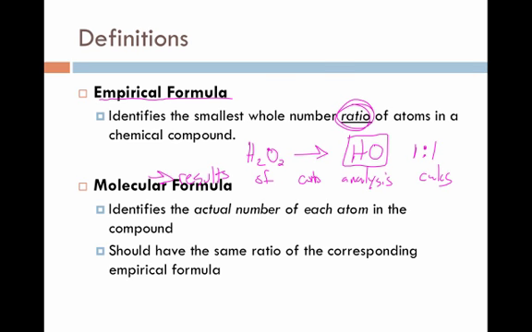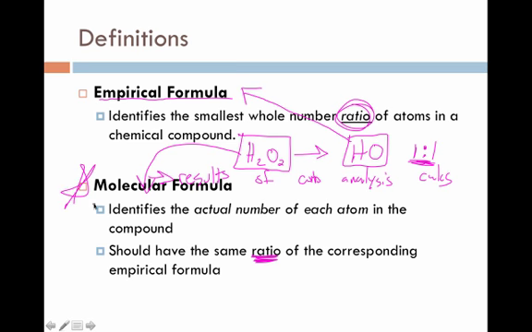In a molecular formula, we identify the actual number of atoms in each compound, meaning it's not just a ratio. It tells us there are this many atoms and there are that many atoms of the other substance. It's important to note that your molecular formula should have the same exact ratio as your empirical formula. So again, whereas HO would be the empirical formula of this, the molecular formula of this compound would be H2O2. There's 2 hydrogens and 2 oxygens, even though their ratio only boils down to 1-to-1.